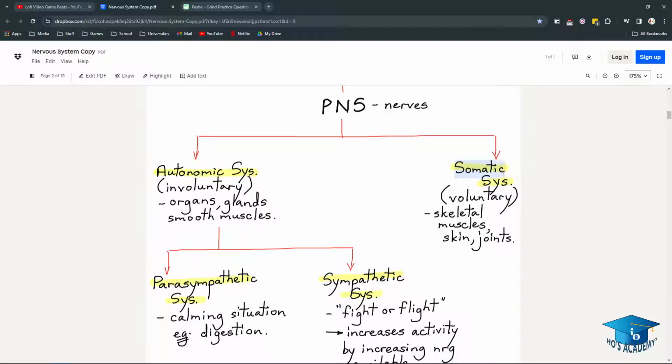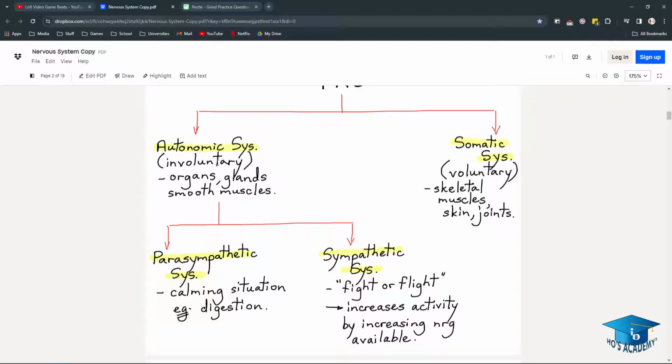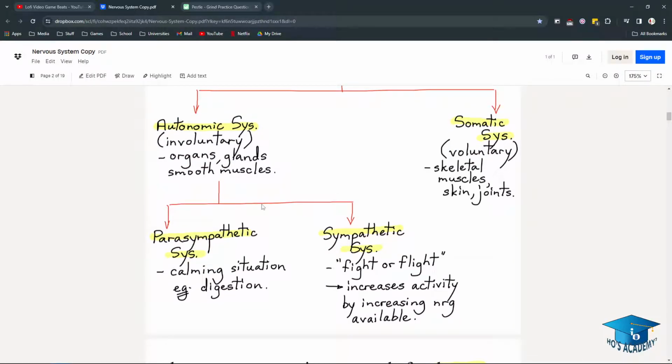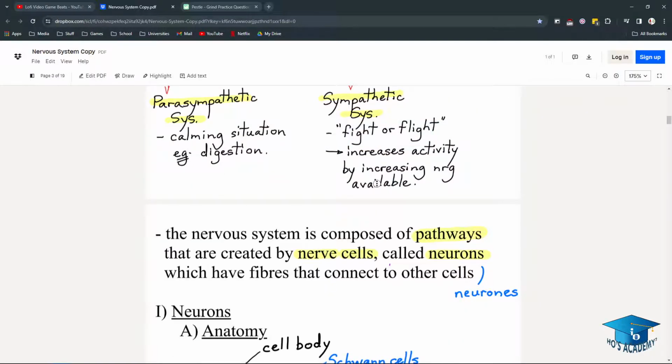Somatic meaning bodily, right? So voluntary choices, your own actions. Skeletal muscles, skin and joints. Autonomic system, involuntary, such as you can't tell your heart to stop beating, you can't stop blinking. Your parasympathetic system and sympathetic system lay under this, which we learned about earlier. Your fight or flight and your calming.